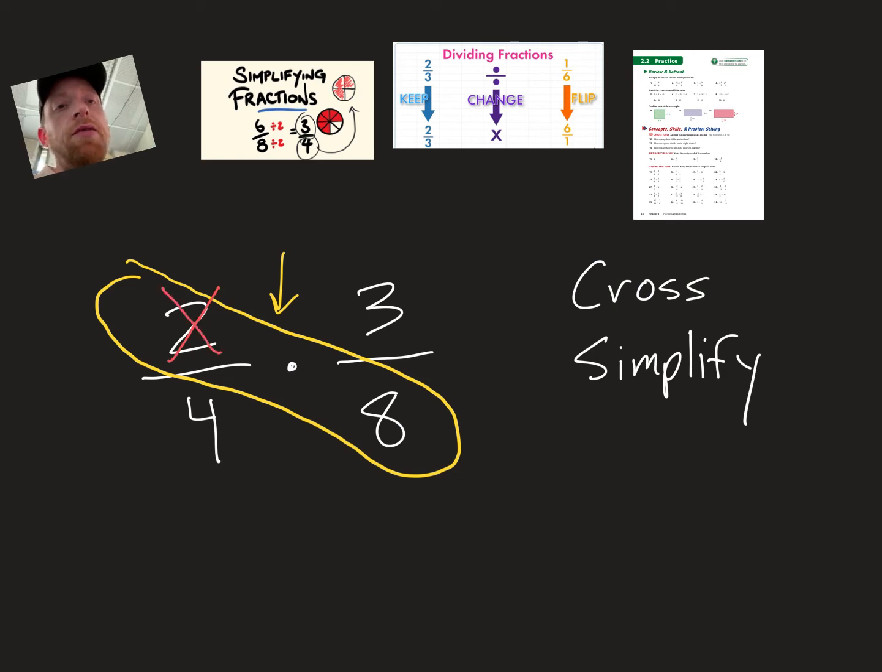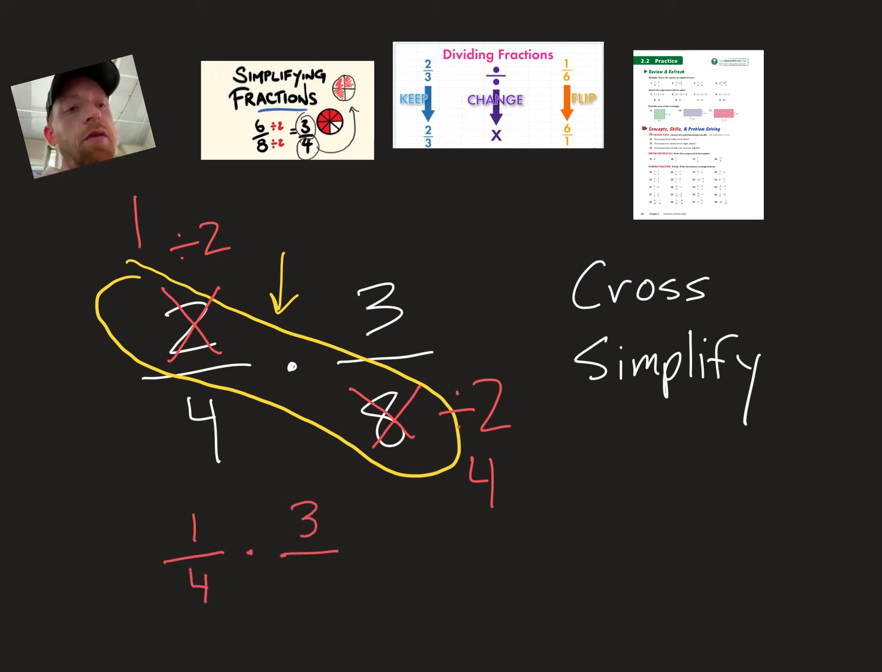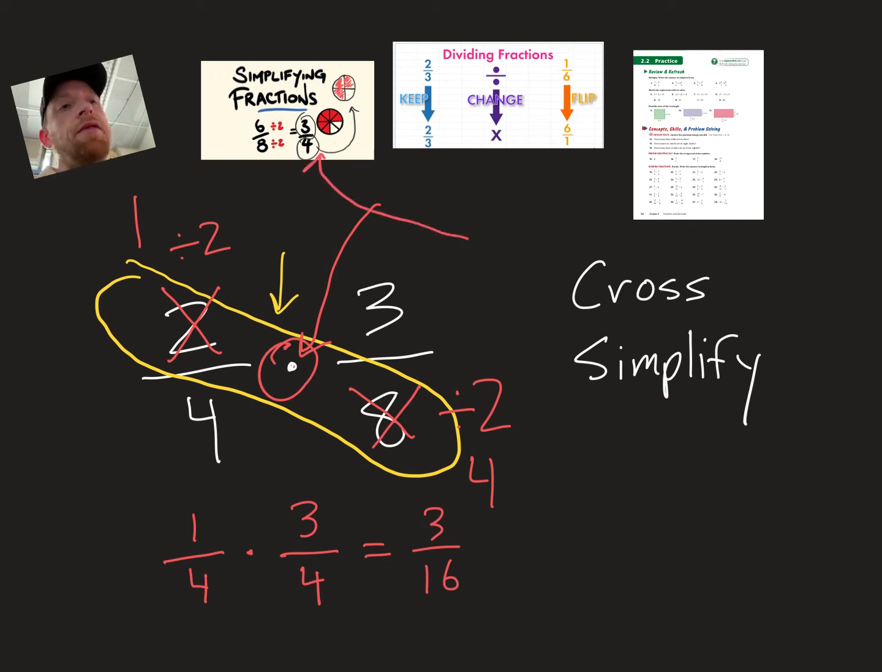So I can take that 2, divide it by 2, and that gives me 1. I can take this 8, I have to divide it by the same number, and 8 divided by 2 gives me 4. What that allows me to do is a simpler math calculation. So it becomes 1/4 times 3/4, and that will give me 3/16.